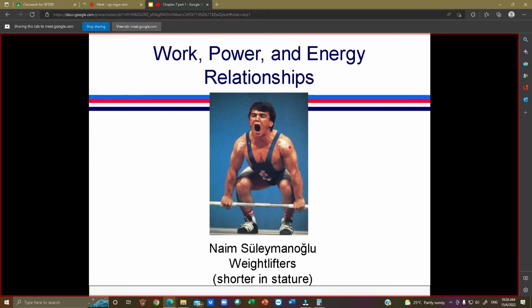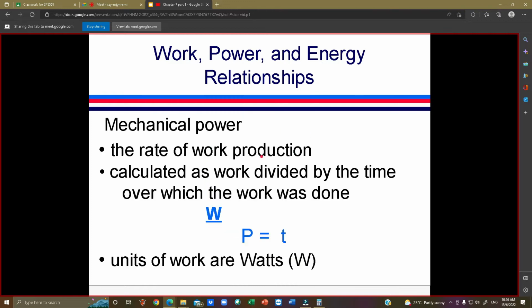Ni nampak macam ni. Apa ni? Suleymanoglu, shorter in stature. But basically, most of the weightlifters we are going to see are short, not because they have become short since they lift up a lot of weight, but they are chosen. Okay, the short person is being chosen because of the ratio of work being done at the end of the day. Okay. So partner with work is power.